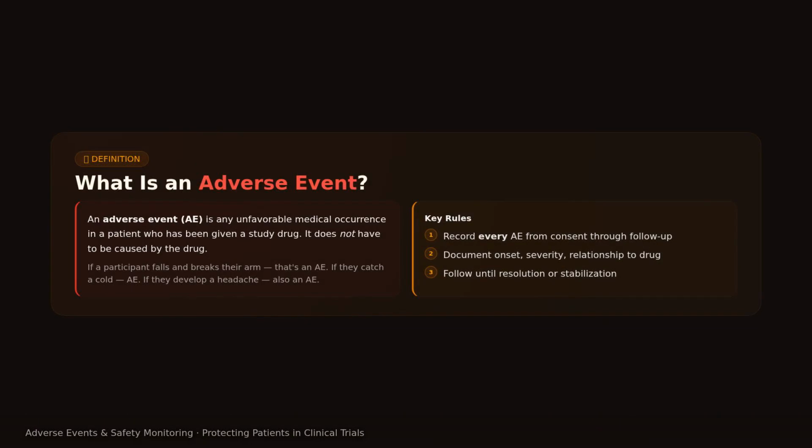An adverse event, or AE, is any unfavorable medical occurrence in a patient who has been given a study drug. It does not have to be caused by the drug. If a participant in a cancer trial falls and breaks their arm, that is an adverse event. If they catch a cold or develop a headache, those are also adverse events. Researchers are required to record every single AE that occurs during a trial, from the moment the patient signs consent through the end of the follow-up period.